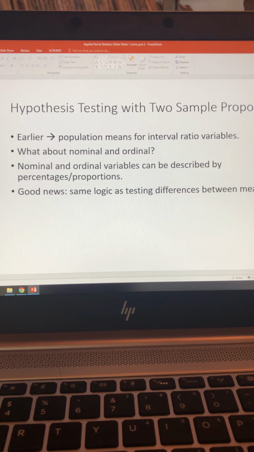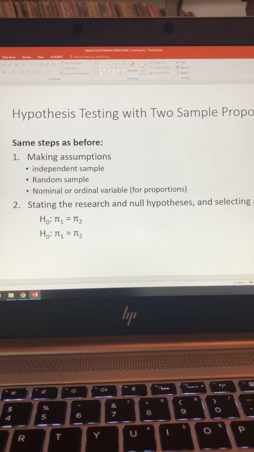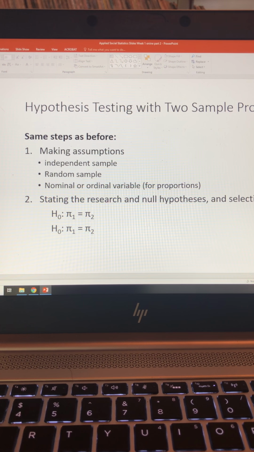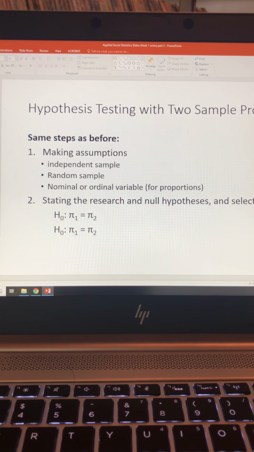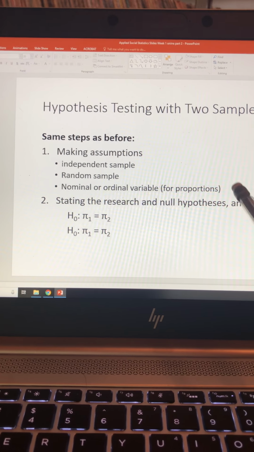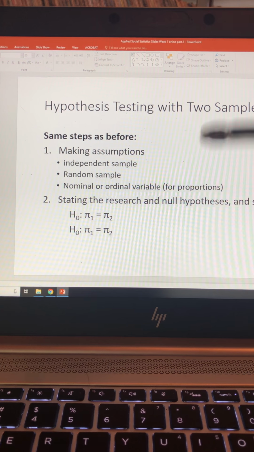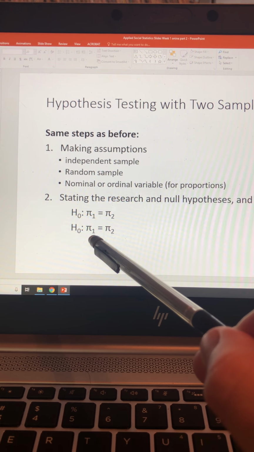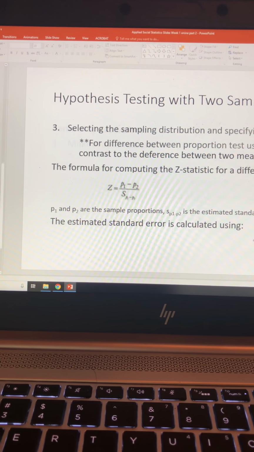It's the same logic. Good news. Okay, so same thing. You want to make the same assumptions: independent samples, they're random, and they're not generated from the same sample. They're independent. Stating the research and null hypothesis looks exactly the same as the comparison of the group means, except now you're comparing group proportions.